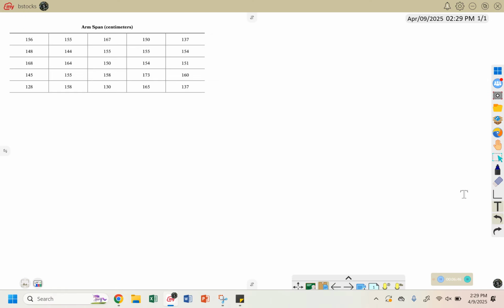So my chosen statistical question was based on the arm span.